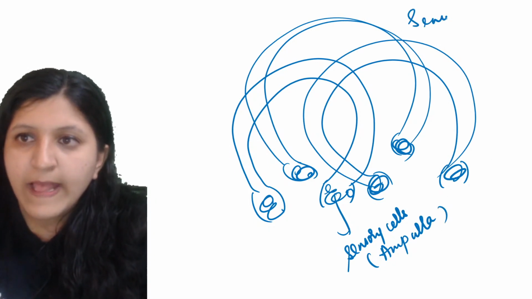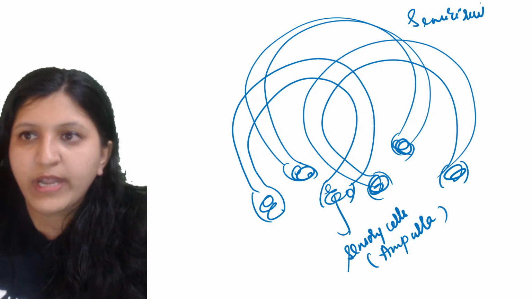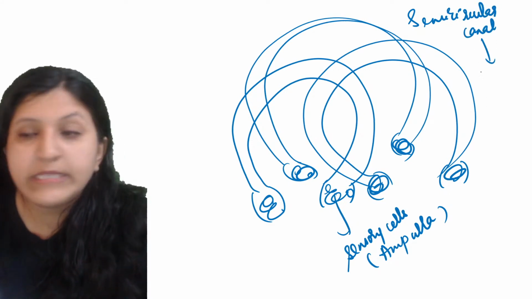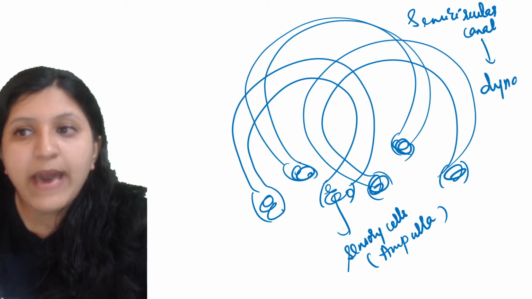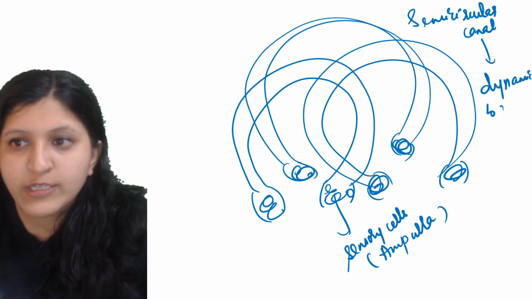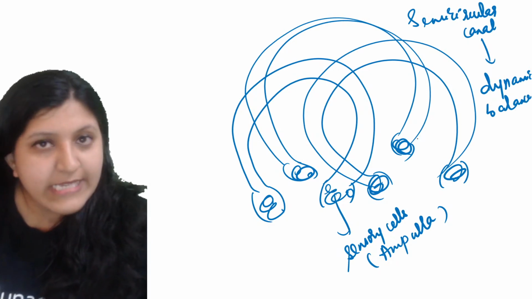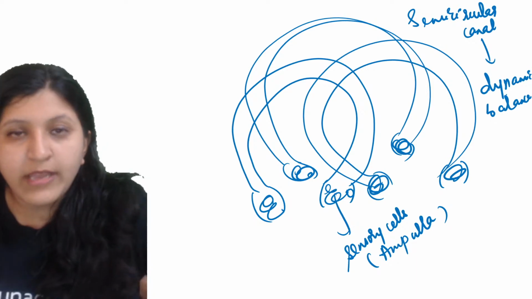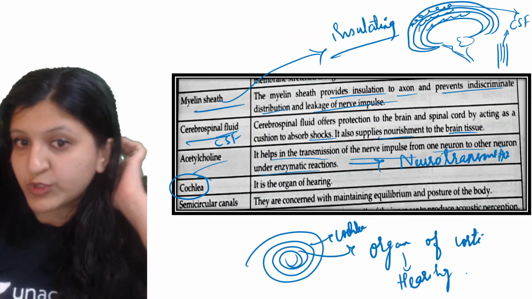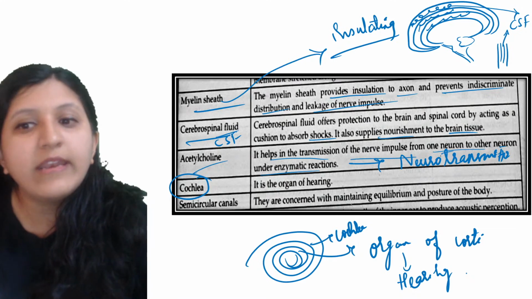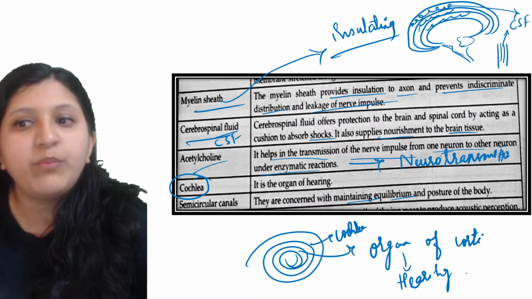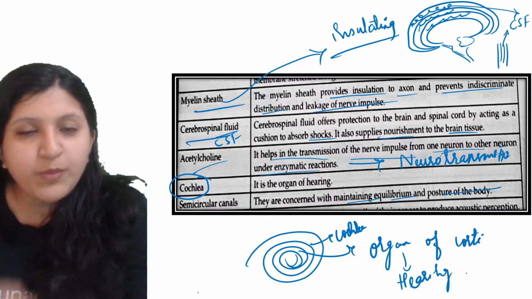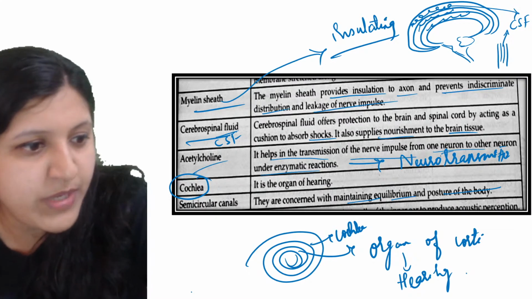So these are semicircular canals. What exactly is the semicircular canal going to do? This will maintain the dynamic balance, the dynamic balance of the body. When your body is in motion, the maintenance of the balance is done by the semicircular canal. They are connected with maintaining the equilibrium and posture of the body. Mainly you need to mention that the dynamic balance has to be maintained.